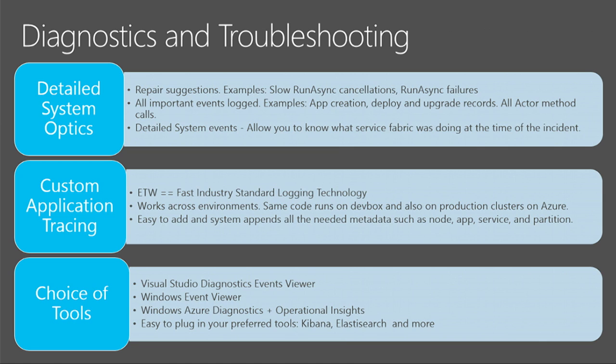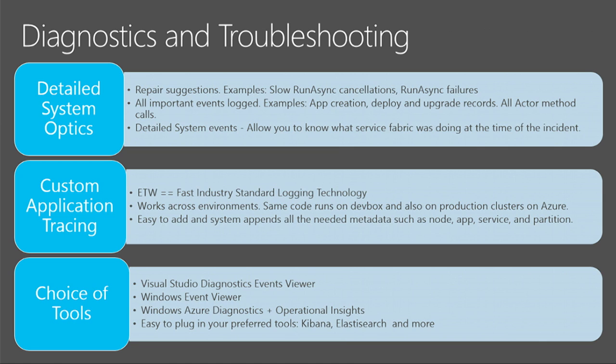Then the second thing which the platform allows is custom application tracing. As I was saying earlier, you can add your own application traces to the system traces, and then you can have a complete holistic understanding of how to troubleshoot a problem.